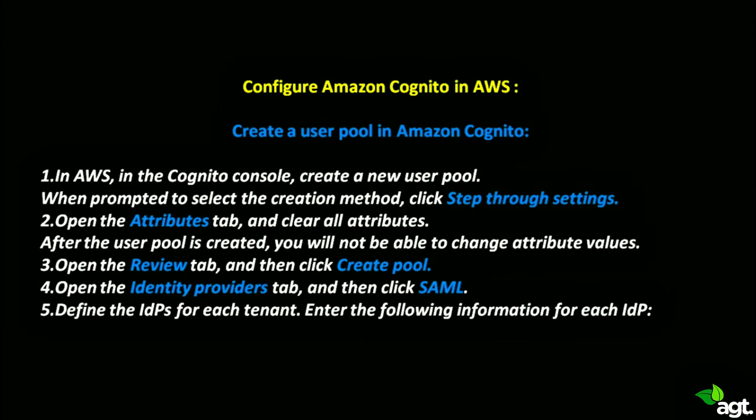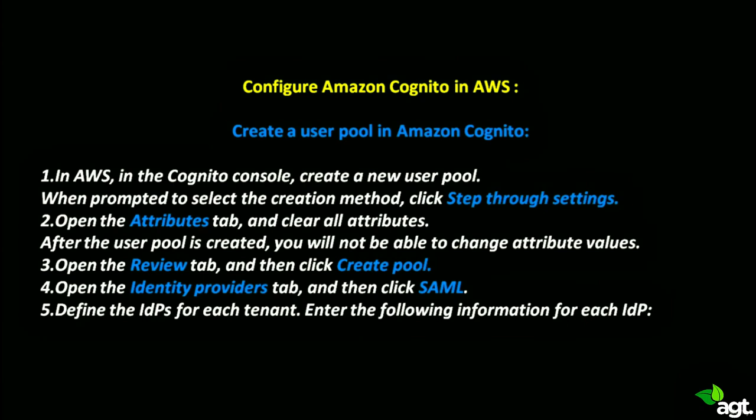Before you begin, make sure that you are registered to the Amazon Cognito service in AWS. First, create a user pool in Amazon Cognito. In AWS, in the Cognito console, you create a new user pool. When prompted to select the creation method, click setup and step through the settings process. Open the attributes tab and clear all attributes. After the user pool is created, you will not be able to change attribute values. Open the review tab and click create pool.